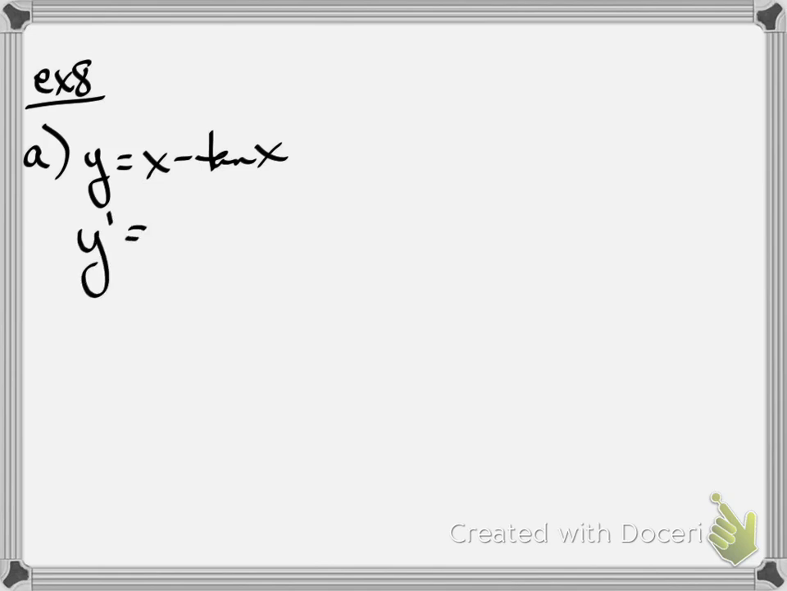Okay, let's do an example. I'm sorry, I think I made a mess of that. Example 8. What if you have y equals x minus tangent x? Then the derivative of x is 1 minus derivative of tangent, we just learned, is secant squared x.